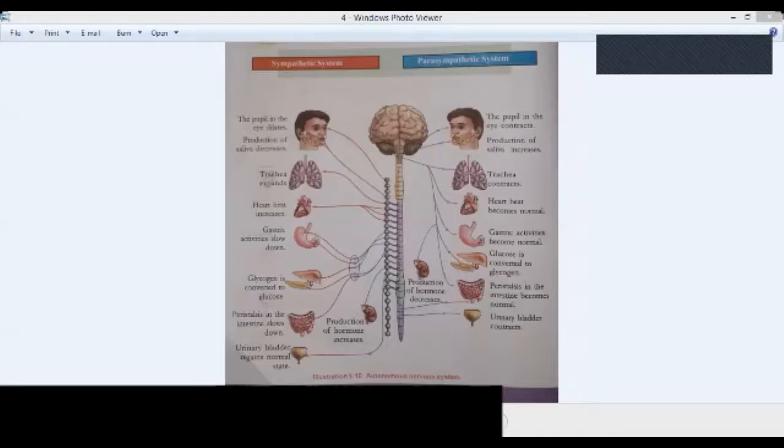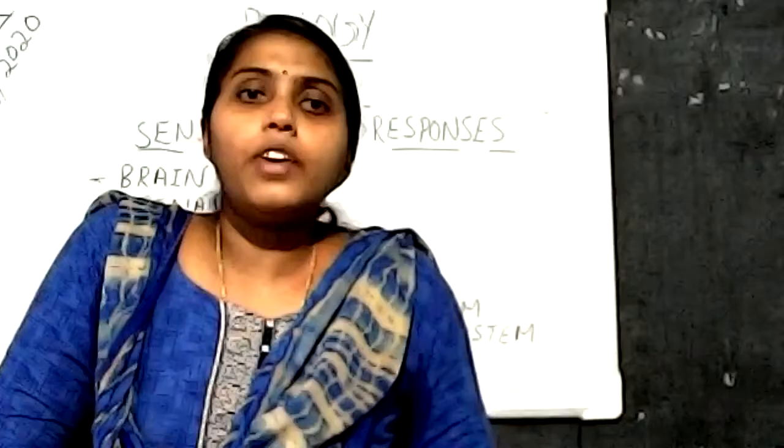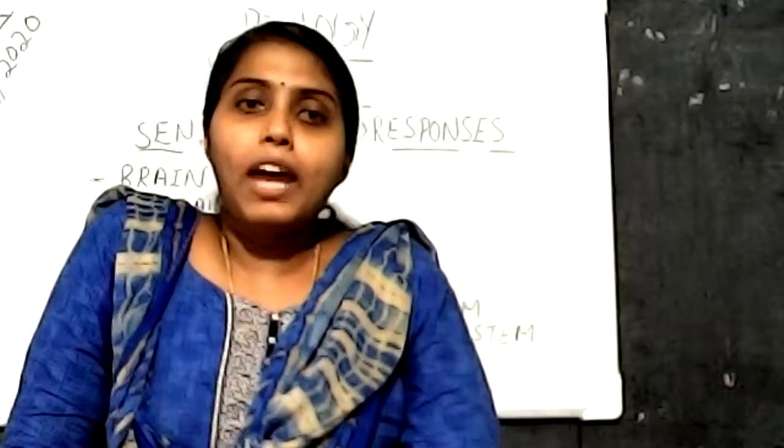So, these are the functions of the sympathetic and parasympathetic nervous systems.